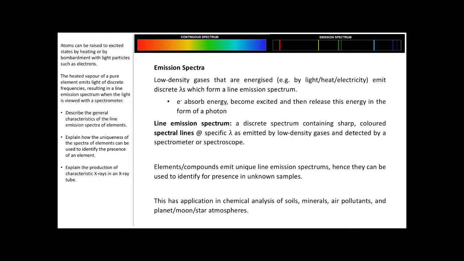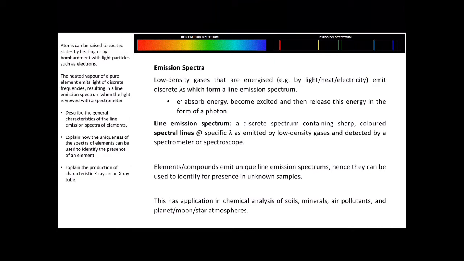In stage 2 physics, you need to be able to describe the general characteristics of the line emission spectra of elements. You also need to explain how the uniqueness of the spectra of elements can be used to identify the presence of an element. And you need to be able to explain the production of characteristic X-rays in an X-ray tube. So reflecting back a little bit to our X-ray production video.